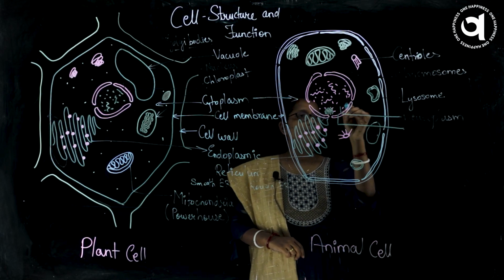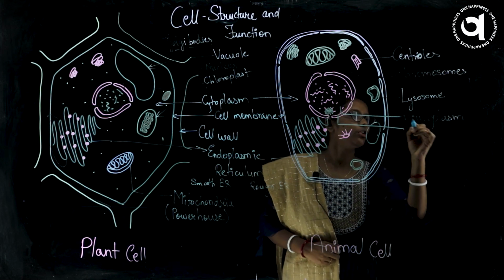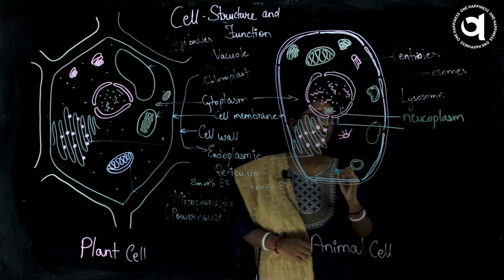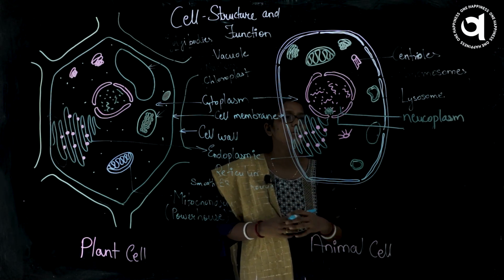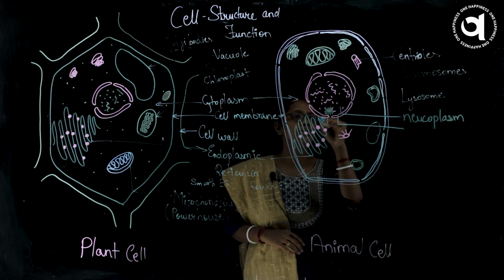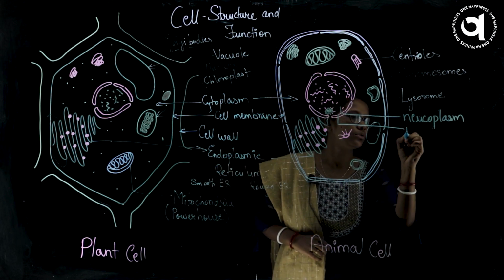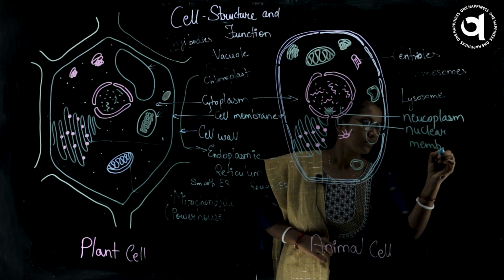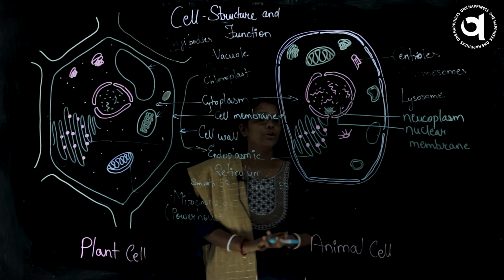Now inside the nucleus there is again a fluid-like structure similar to the cytoplasm, that is known as the nucleoplasm. Again, this nucleoplasm provides a perfect atmosphere, the condition inside the nucleus for the proper functioning of the chromosomes. Now, surrounding the nucleus there is a double layered structure, or we can say a membrane, that is known as the nuclear membrane, whose main function is to protect the nucleus.